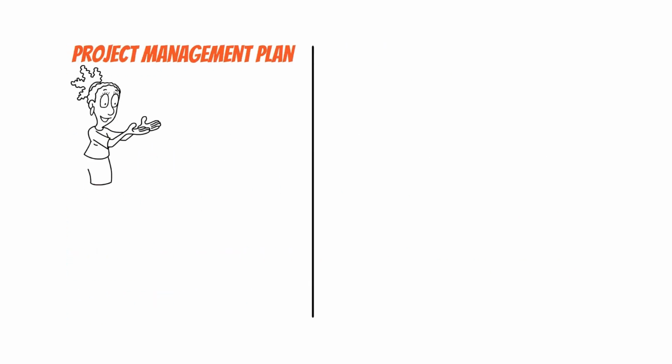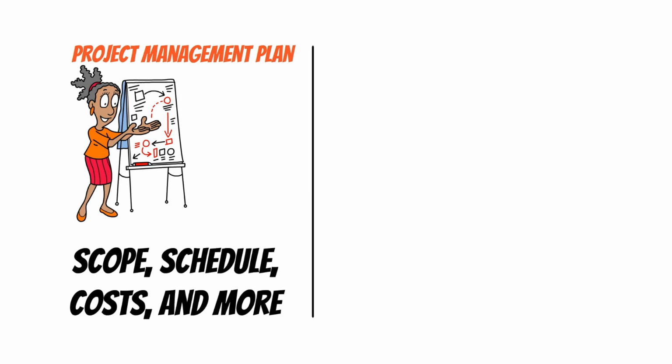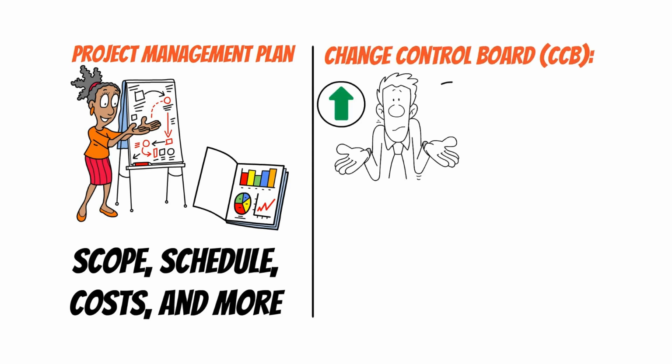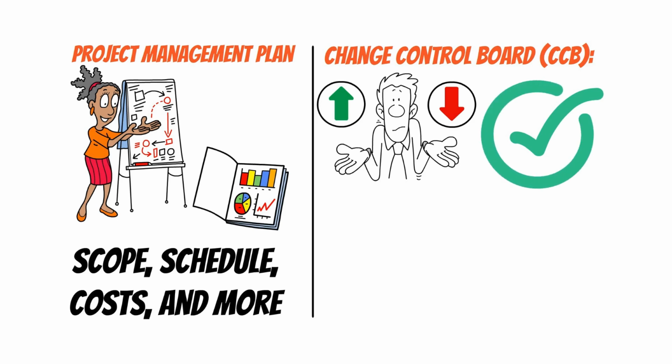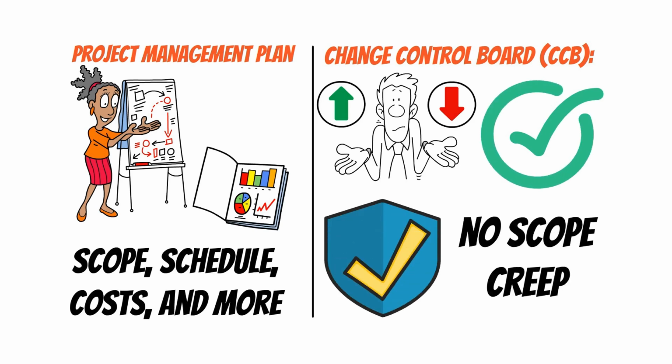Next one is project management plan. Your game plan for how you'll tackle scope, schedule, costs, and more. It's the blueprint that keeps everyone on track. And there is also Change Control Board, CCB. This is the group that decides if requested changes to the project should be approved. Think of them as the project's guardians of no scope creep.